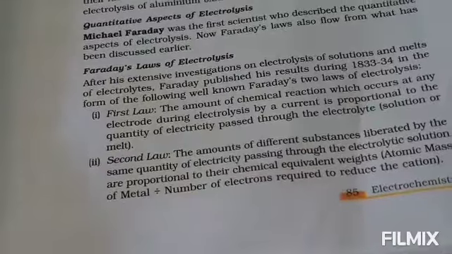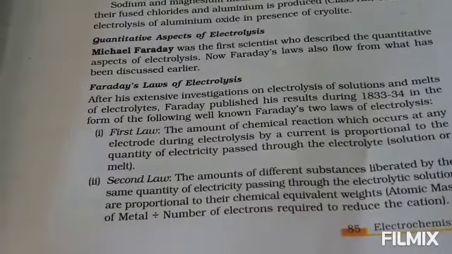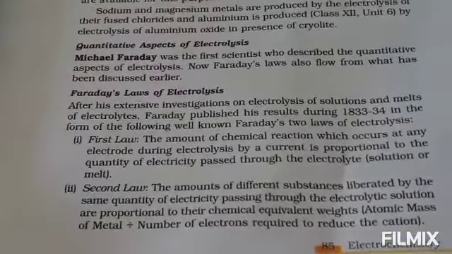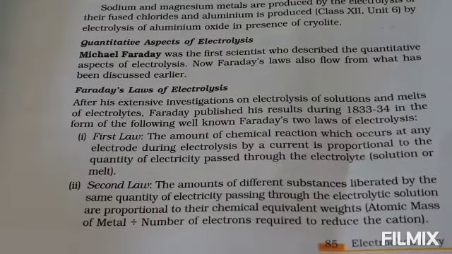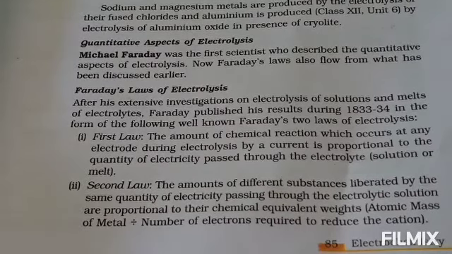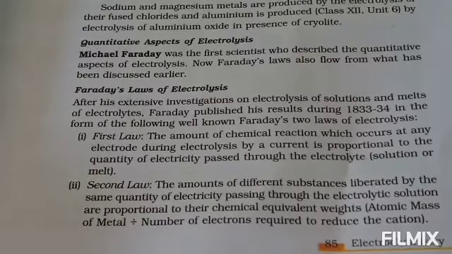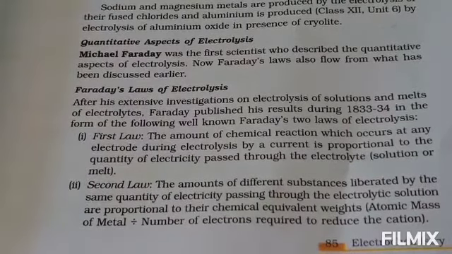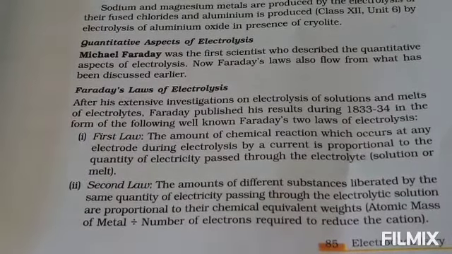In the second law, the amounts of different substances liberated by the same quantity of electricity passing through electrolytic solutions are proportional to their chemical equivalent weights. That is, the atomic mass of the metal divided by the number of electrons required to reduce the cation, which we call the equivalent weight. So W1 by W2 is equal to E1 by E2. This is the second law.